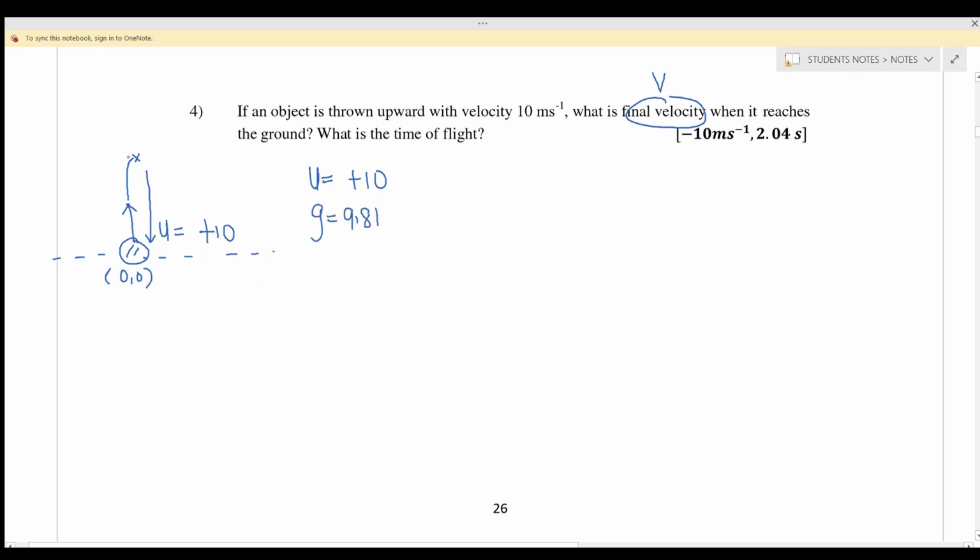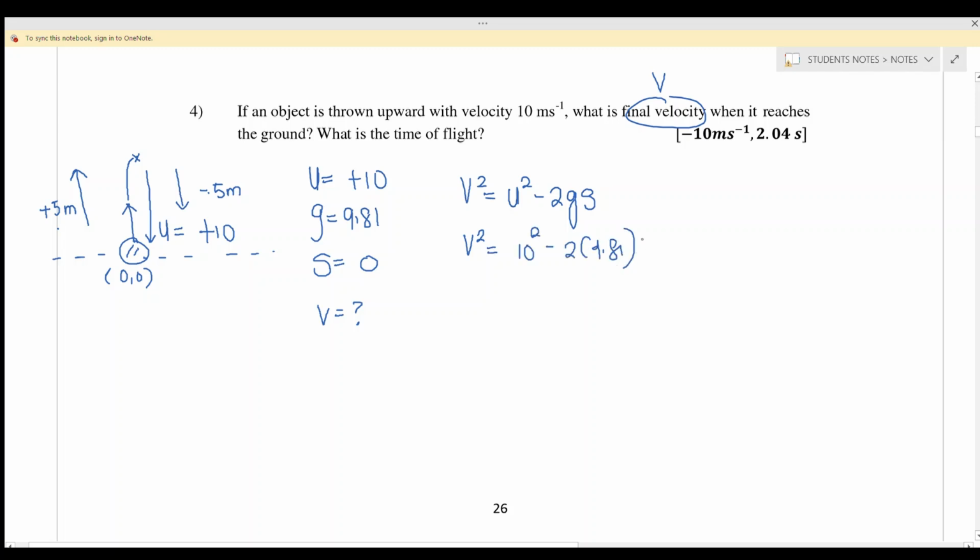So when you go to the maximum and then go back to the origin, meaning that the displacement is equal to 0. Why 0? Because when you go up, let's say, for example, 5 meters positive, when you go down, it will become negative 5 meters. So positive 5, negative 5, it goes back to the origin, so you will get 0. Okay, 5 meters is only an example. So now we want to find the velocity when it reaches the ground. We have u, g, s, and we want to find v, so we can use v squared equals u squared minus 2gs. v we don't know, u is 10 squared, minus 2, 9.81, s is equal to 0.